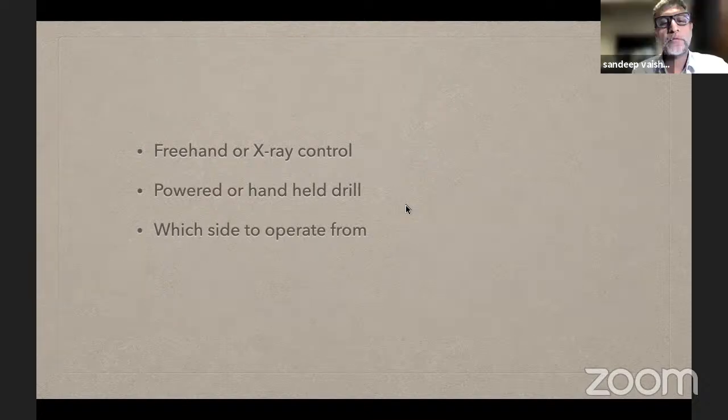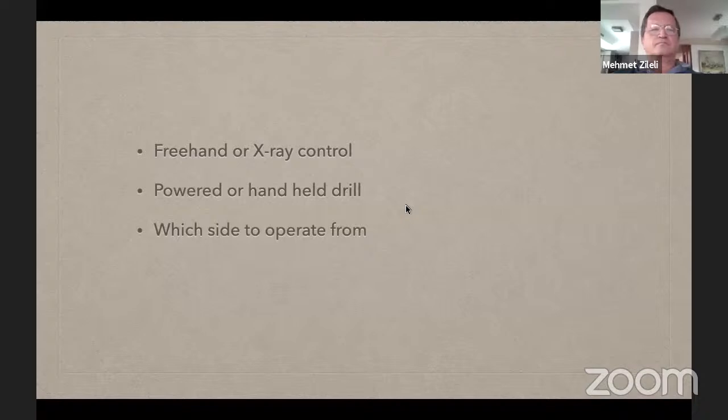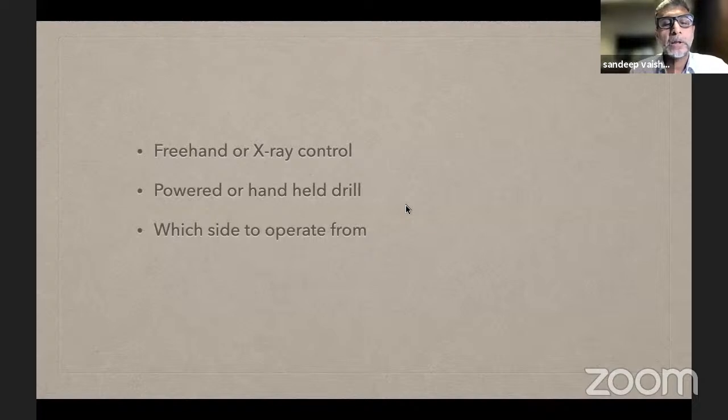Okay. So the question is whether to do it freehand or under X-ray control. I normally do it freehand. But if you are new or not confident, or if the anatomy is distorted, you can take X-ray control also. Now, whether to use a power drill or a handheld drill. I normally start with the power drill, as I will show in the video, and then later I go step by step forward with a handheld drill. Now, there's a question of which side to operate from. Several surgeons prefer to put in the screws from the contralateral side, while some others prefer the ipsilateral side. I am a right-handed surgeon, so I always stand on the left of the patient, and I tend to put both sides from the same side.